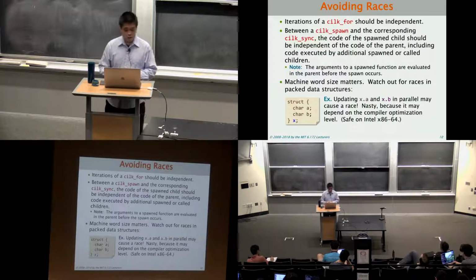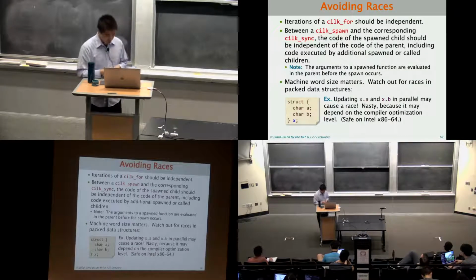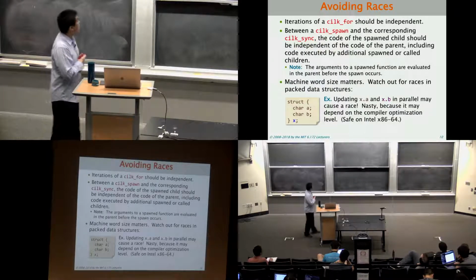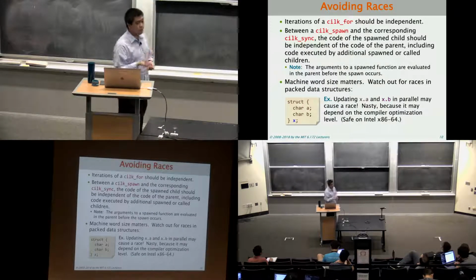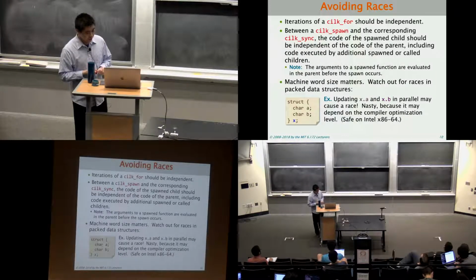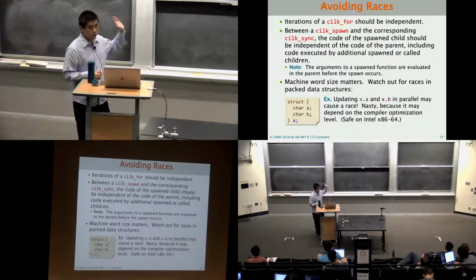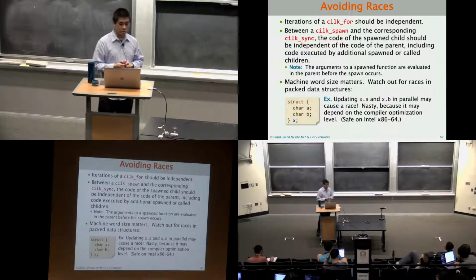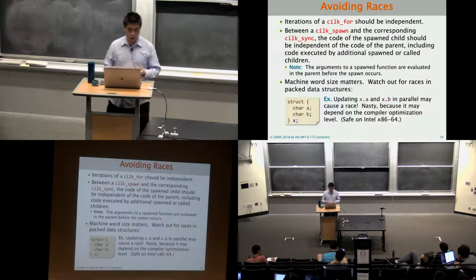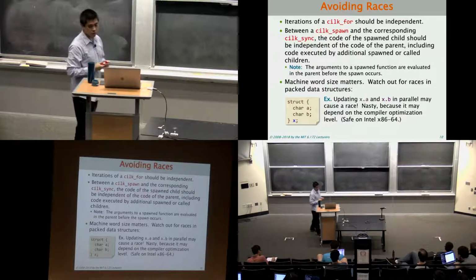Another thing to note is that the machine word size matters. So you need to watch out for races when you're reading and writing to packed data structures. Here's an example. I have a struct X with two chars, a and b. And updating x.a and x.b may possibly cause a race. And this is a nasty race because it depends on the compiler optimization level. Fortunately, this is safe on the Intel machines that we're using in this class. You can't get a race in this example, but there are other architectures that might have a race when you're updating the two variables a and b.